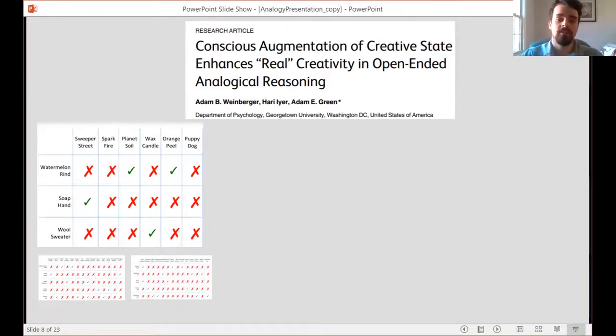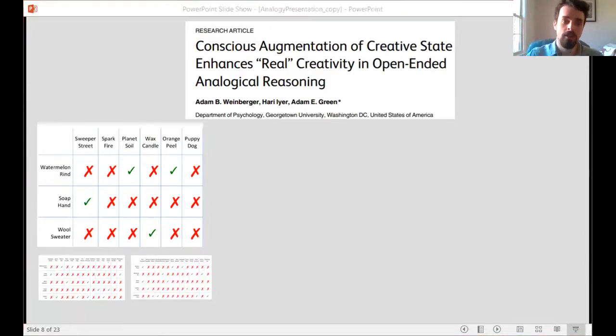But we were interested in the state. So people of all levels of creativity, if you cue them to think creatively, they're able to enhance their creativity in the moment. So that's sort of prior work that leads up to this work. Now, with this study, we wanted to look at this in the context of analogical reasoning.